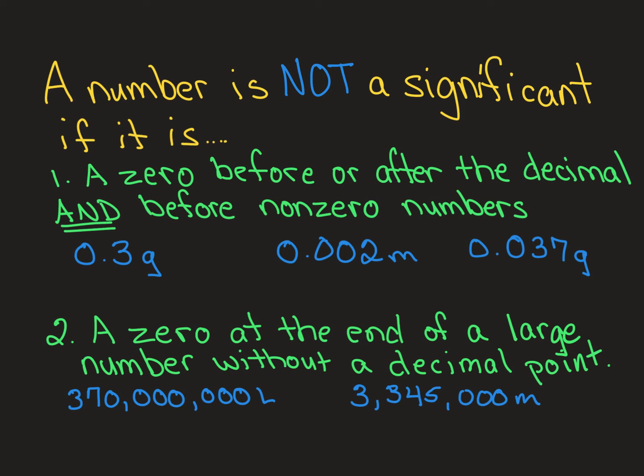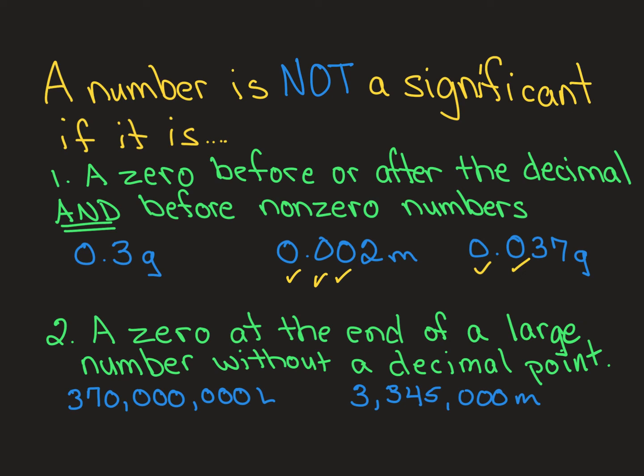Then we have our second number, 0.002. These 3 zeros are not significant. We have 0.037. These 2 zeros are not significant, so we don't count them.